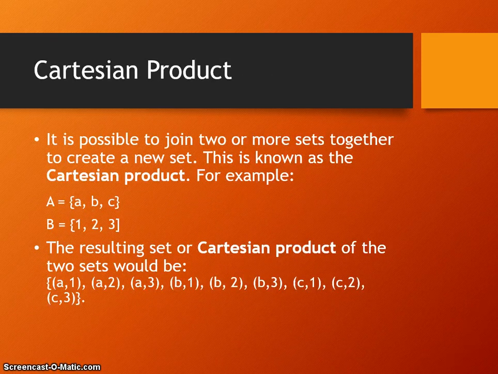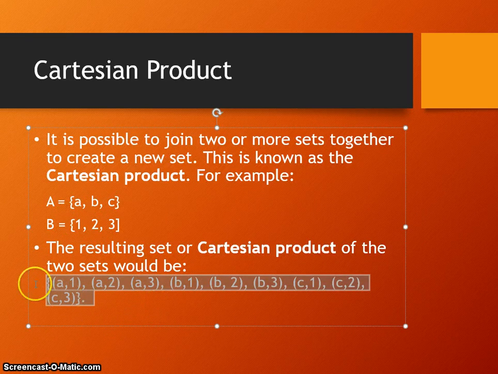There's something known as the Cartesian product. So this is a way that we can join 2 or more sets together. So imagine if we've got set A, which has the values A, B, C, set B has the values 1, 2, 3, and the Cartesian product of the 2 sets is taking each value and joining it. So we get A1, A2, A3, B1, B2, B3, C1, C2, C3, and there is our Cartesian product result of the 2 sets.